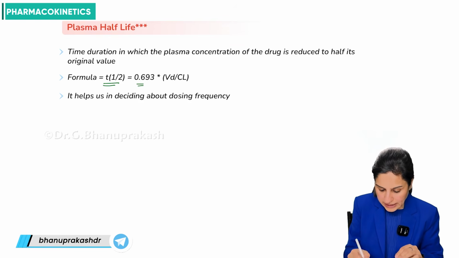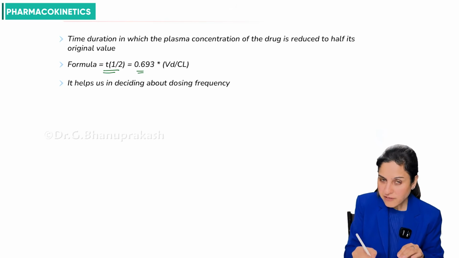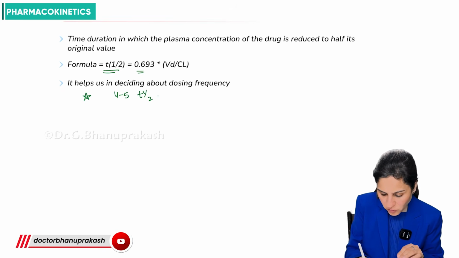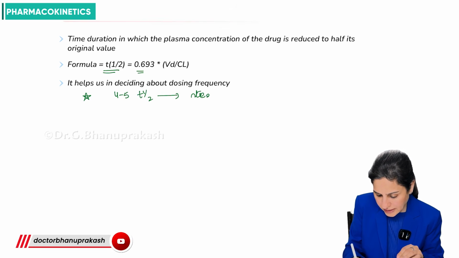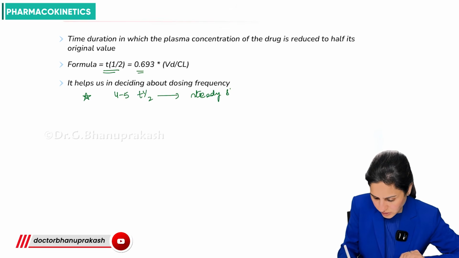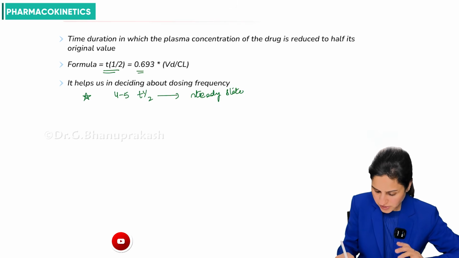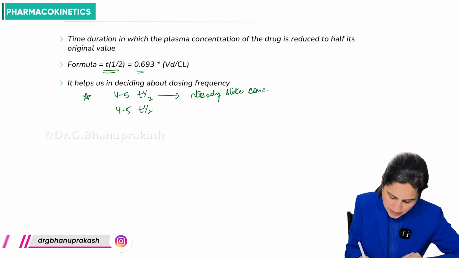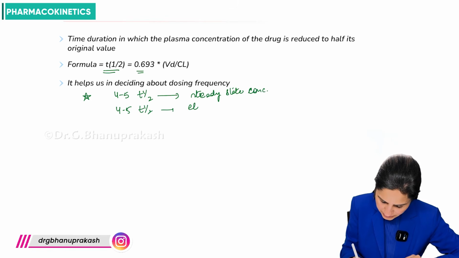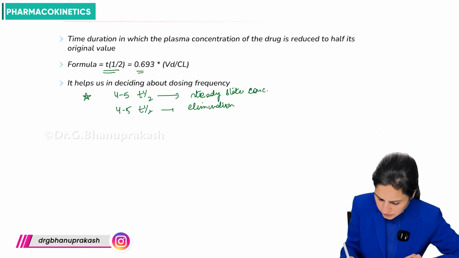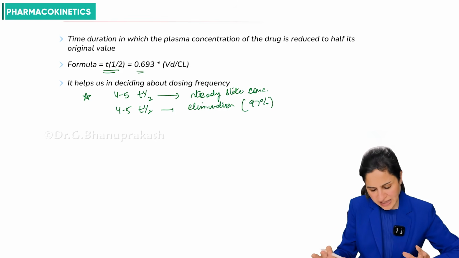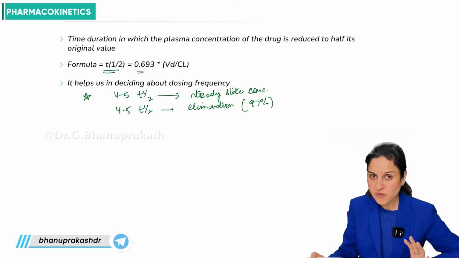Another important concept you should know: it takes 4 to 5 half-lives for the drug to reach its steady state or plateau concentration, which is usually the therapeutic concentration. Similar half-lives are required by a drug to be eliminated. So 97% elimination of a drug is almost done in about 4 to 5 half-lives.